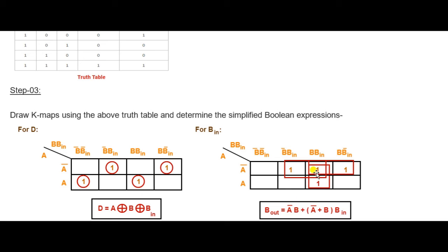Similarly, we have to express this pair in its product form. So its product form is A bar dot B in. A bar dot B in plus this vertical pair B dot B in. Between A bar dot B in plus B dot B in, we can easily take B in as common.